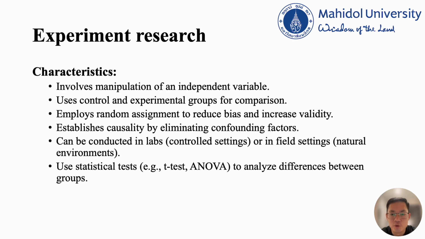The key features include manipulation of the independent variable, the use of both control and experimental groups, and random assignment. Randomization helps minimize selection bias and improve internal validity. Experiments can be done in controlled lab settings or in real-world field environments. Statistical tests like t-test or ANOVA are used to compare group differences. This method is especially useful when you need to make strong claims about causal relationships.